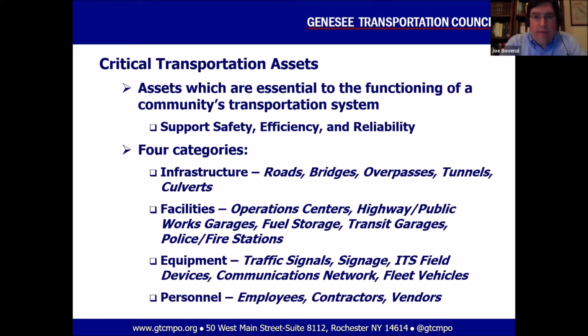So I wanted to take a moment and talk about what I mean by critical transportation assets. At a very high level, this is simply assets that are essential to the functioning of the regional transportation system. So what supports the safety, the efficiency, and the reliability of the transportation network. And there are essentially four categories, and this comes from some FHWA guidance on this topic. So infrastructure and facilities that I mentioned earlier, but also equipment and then personnel. For our project, we did not look at the equipment and personnel sides. Not that those aren't important, they are, but at least for this initial study, we wanted to focus on the infrastructure and the facilities.